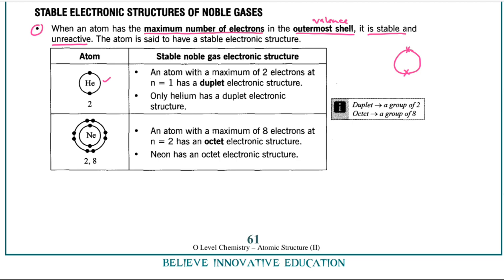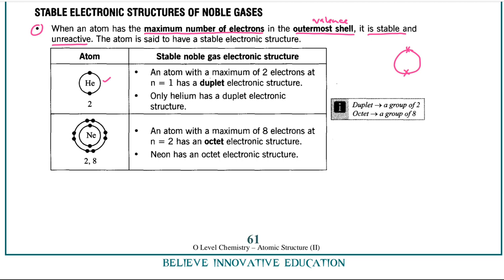It is basically stable, which suggests that if you find any atom reacting, it has an unstable electronic structure. In other words, it doesn't have the maximum number of electrons in its outermost shell. So when it reacts, it's either going to take in electrons so that it can have the maximum number, or it is going to give out. When it comes to noble gases, they have the maximum.